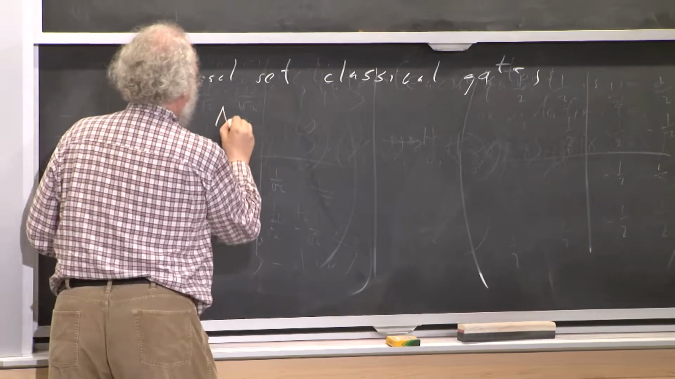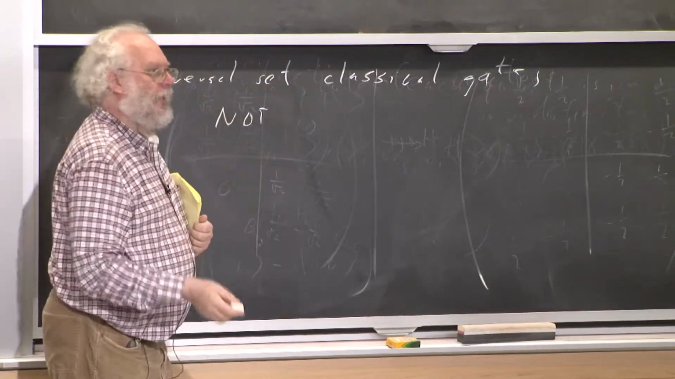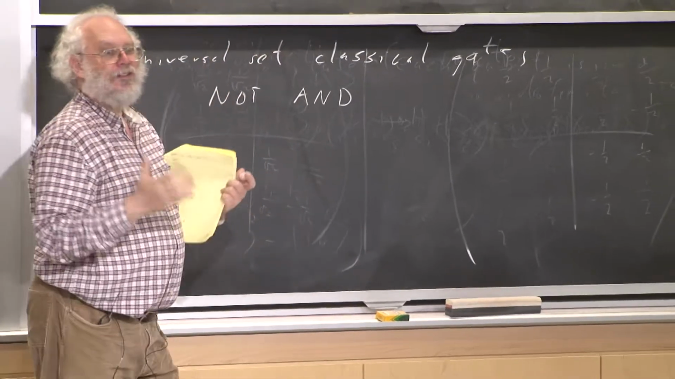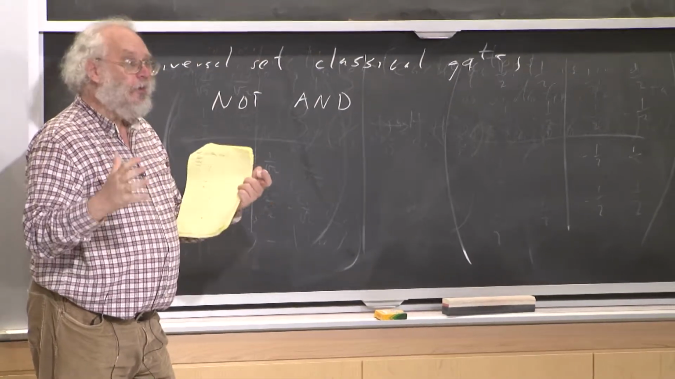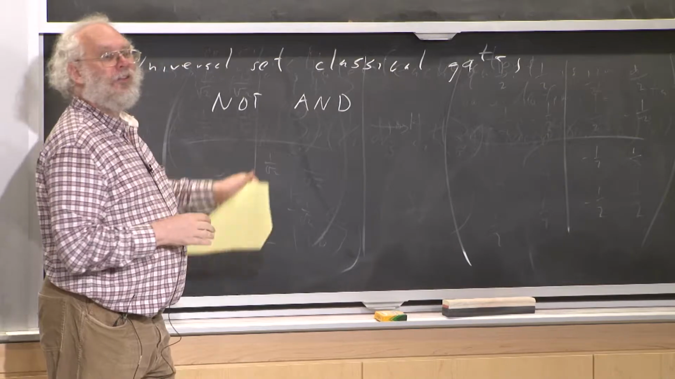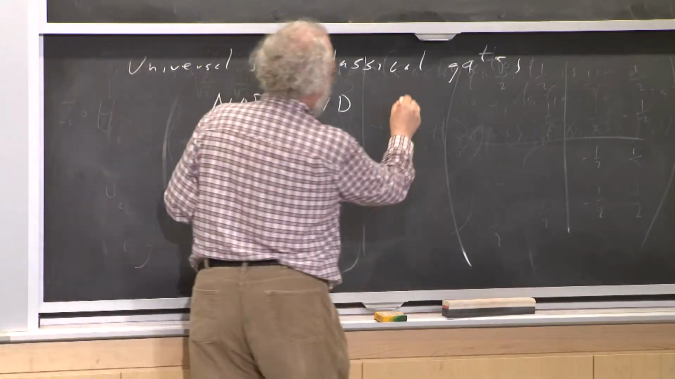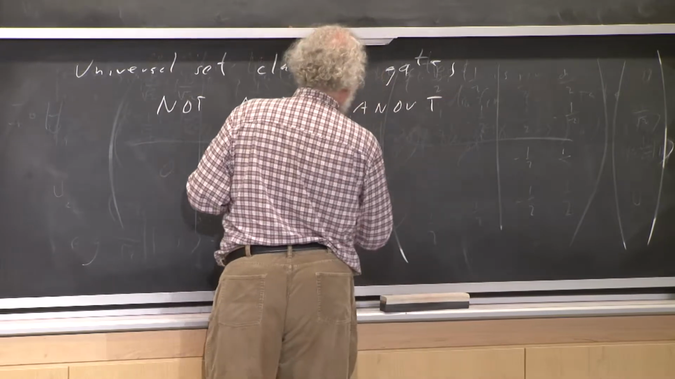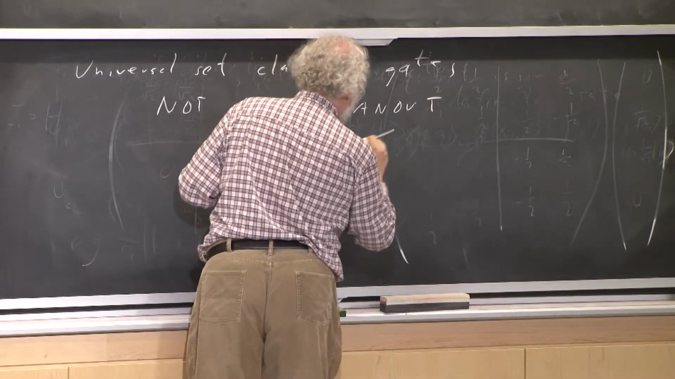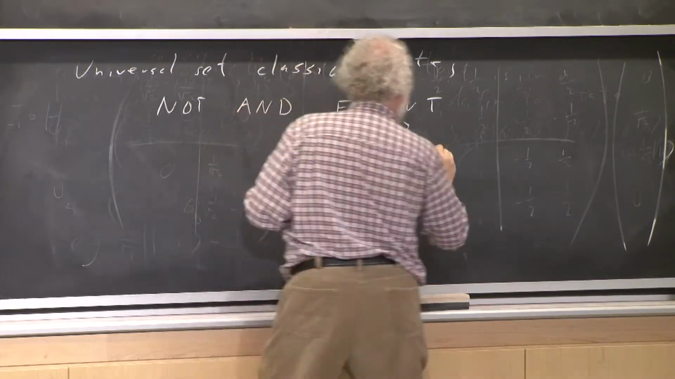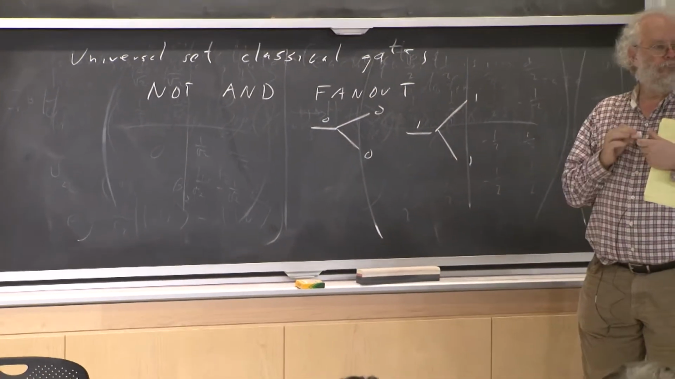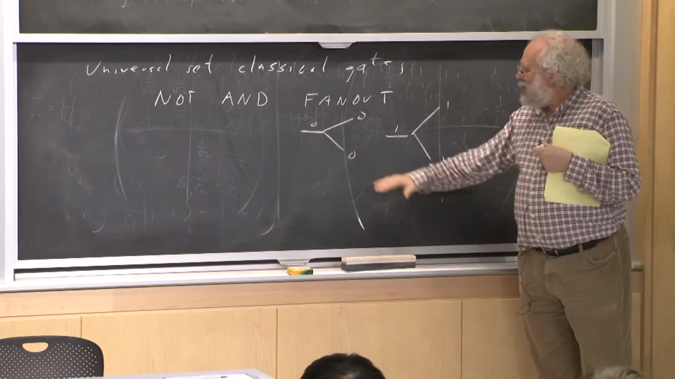Not. Another one? And that's universal, actually. But actually, this is not. If you look at it closely, there's another gate that's implicit, which is fan out. You put in a 0, you get out 2 zeros. You put in a 1, you get out 2 1s.